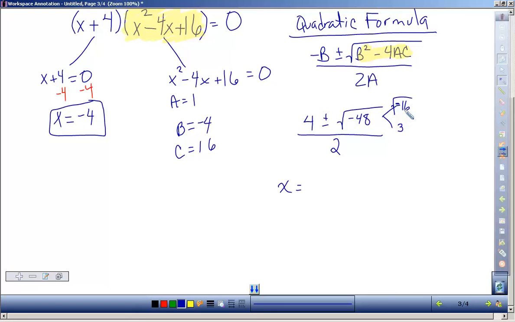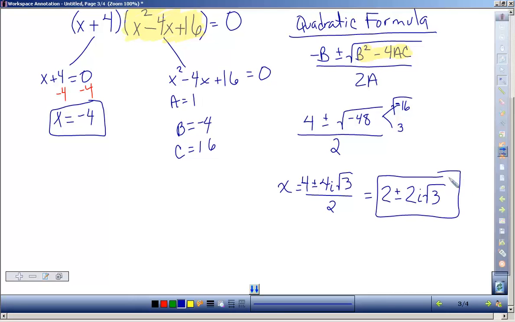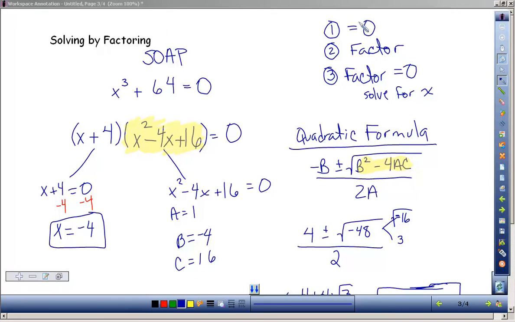So x is going to turn out to be, let's see, the square root of negative 16 is 4i on the square root of 3. We've got 4 plus or minus 4i all over 2. This will reduce. It looks like both of these divide by 2, so I can distribute. I'm going to end up with 2 plus or minus 2i on the square root of 3. So this is 2 answers. Don't forget that. It is 2 plus 2i on the square root of 3 and 2 minus 2i on the square root of 3. But that gives me 1, 2, 3 answers. So that is all 3 answers for this particular problem.